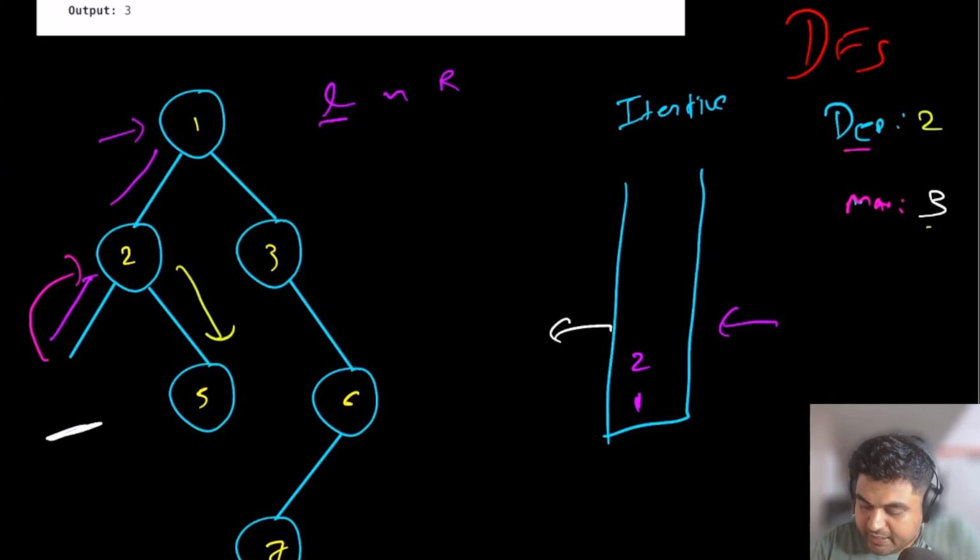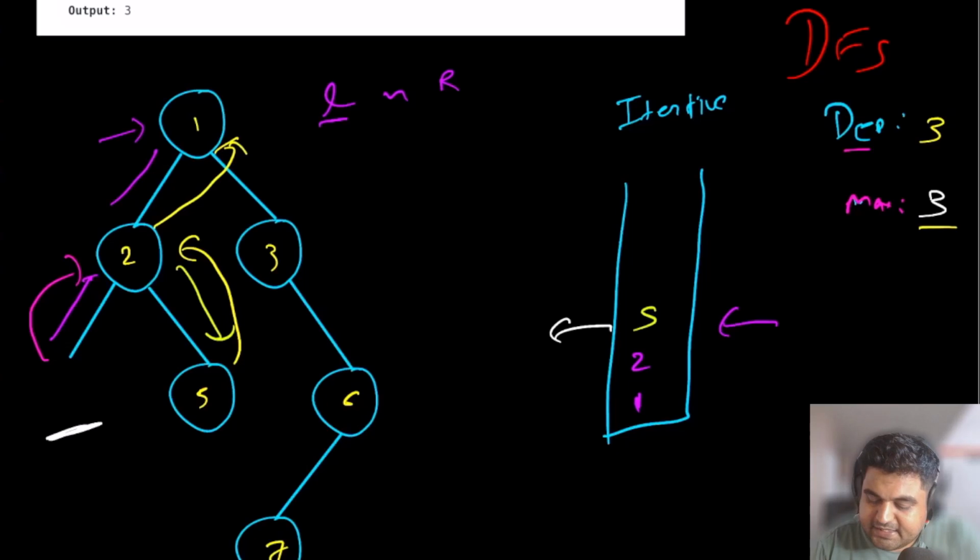Again from 2 we are going to add value number 5 inside our stack. Since we are adding a value, we are going to increment the value of our depth to value number 3. The maximum depth is going to remain the same. Again we are doing backtrack once and backtrack twice because we are going to get rid of both of these elements. So we are now again at position number 1.